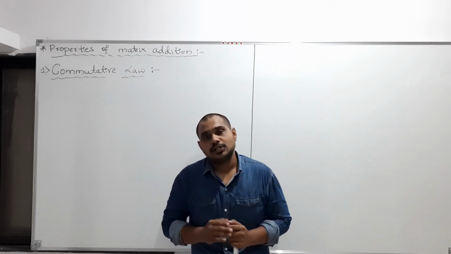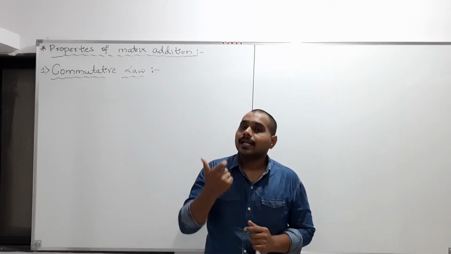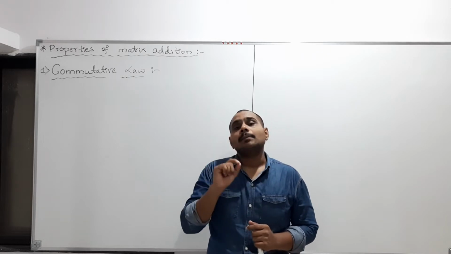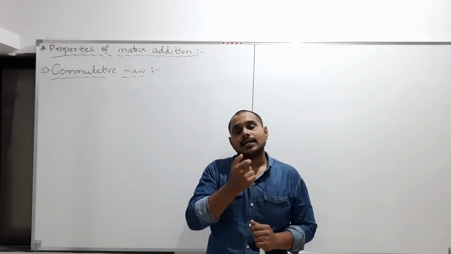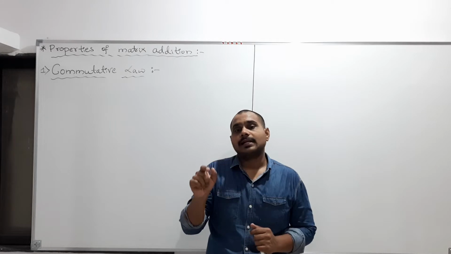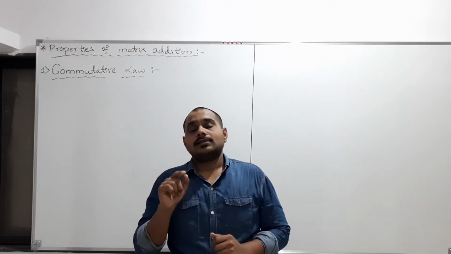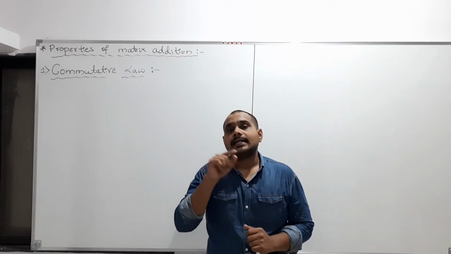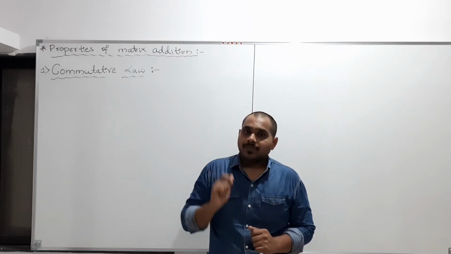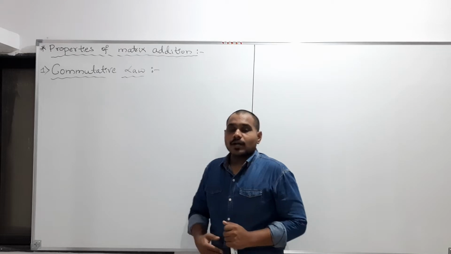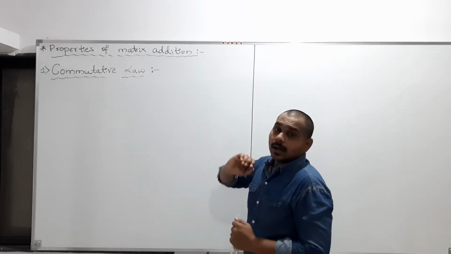The negative of a matrix is denoted by minus A. If I multiply any matrix by the scalar minus 1, then whatever I get is the negative of the matrix, and that is denoted by minus A. And in today's class, my dear students, we are going to discuss properties of matrix addition.